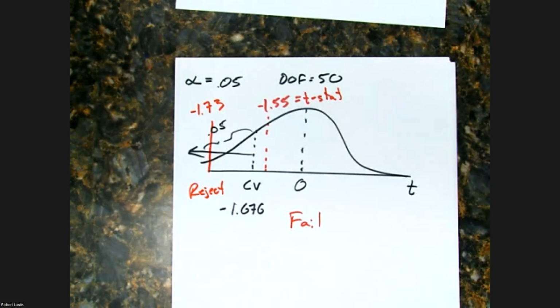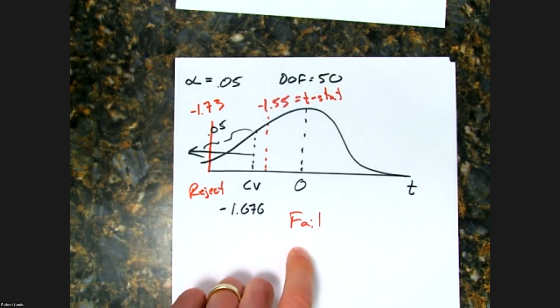Any other questions on that one before I go to the next part? So, negative 1.676, and we failed to reject should be the answer for that one.